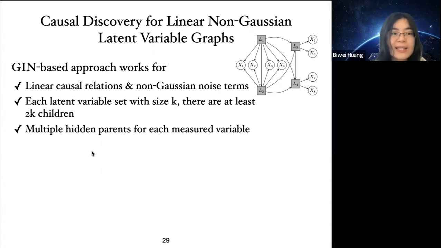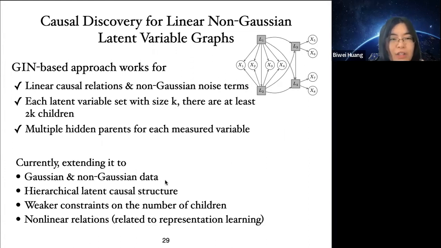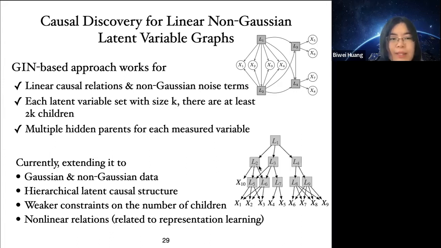Currently, we're extending it to cover both Gaussian and non-Gaussian data and allow hierarchical latent causal structure, where the children of latent variables may still be latent. At the same time, we are also relaxing the number of children for structure identifiability. And moreover, we are going to extend it to allow nonlinear causal relations and allow the input to be high dimensional images, which is related to causal representation learning.